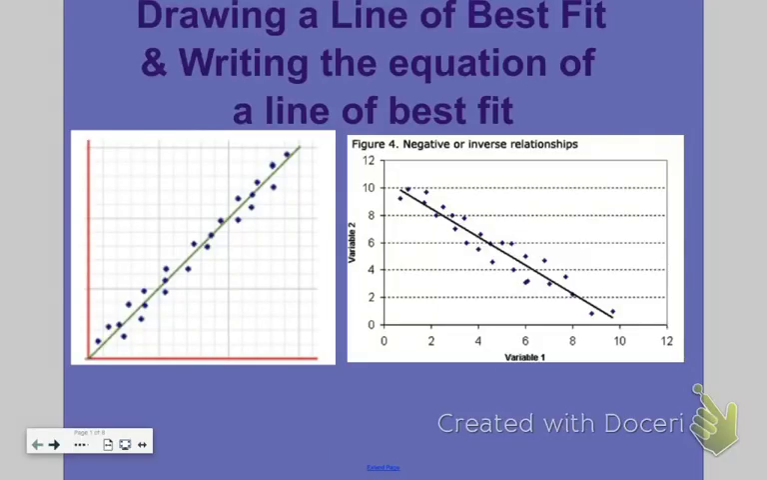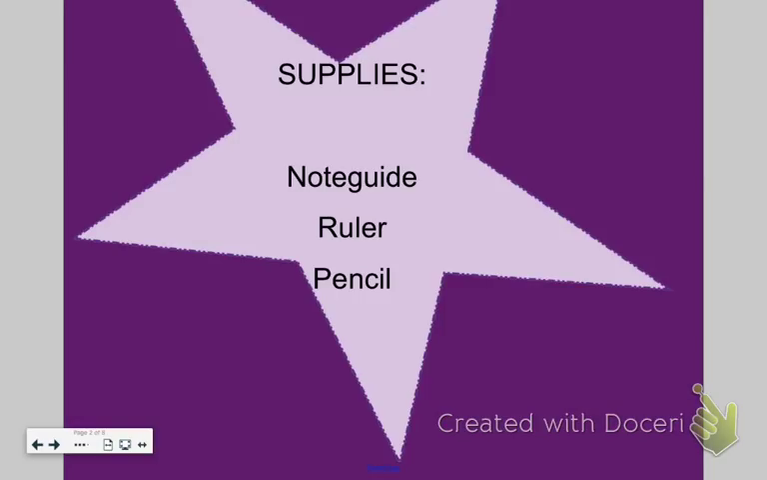Ladies and gentlemen, this is an instructional video on drawing a line of best fit and writing the equation to the line of best fit. Before you get too far in this instructional video, make sure you grab a note guide, your ruler or a straight edge, and a pencil.